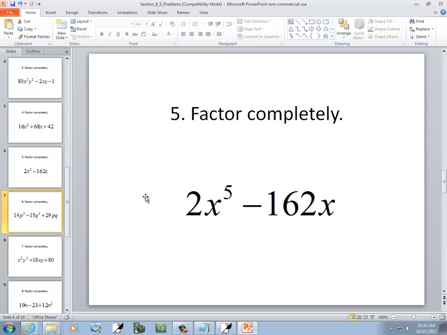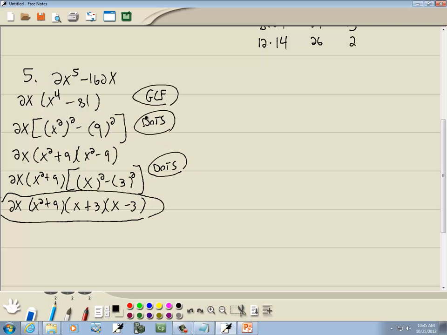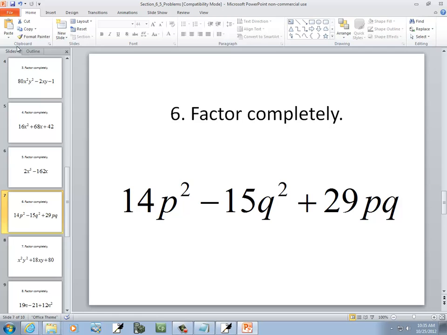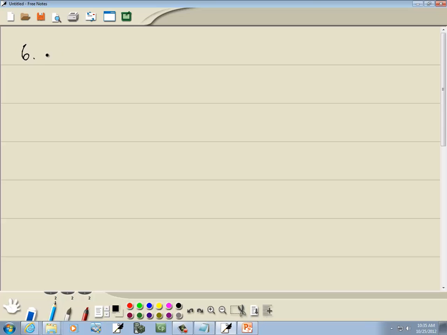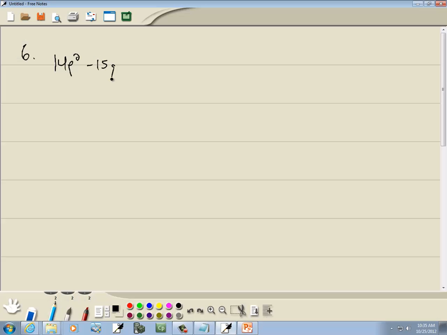Let's see what the next problem looks like. Doesn't look pretty, does it? Let me start a new page, so I'll make sure I have room. This is problem number 6. We have 14 p squared minus 15 q squared plus 29 pq.